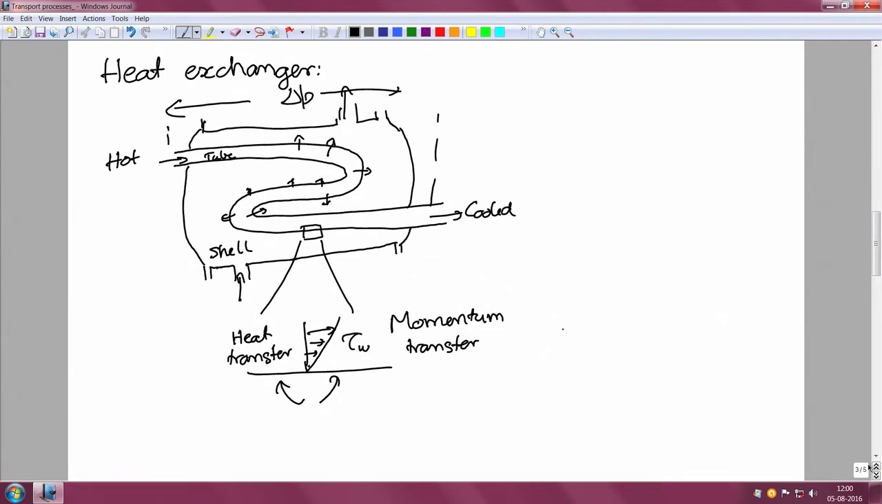Okay. And if you just wanted to work in terms of those parameters, then you would have to design a specific heat exchanger for each kind of fluid with each specific conductivity, specific heat, viscosity, density and so on. Okay.